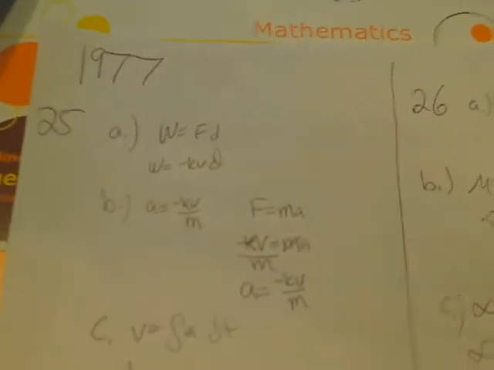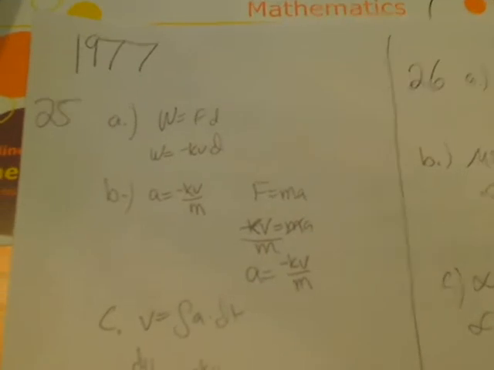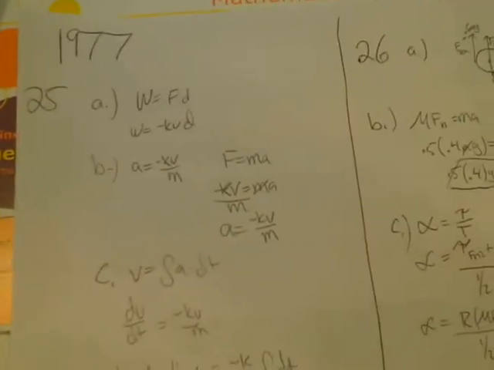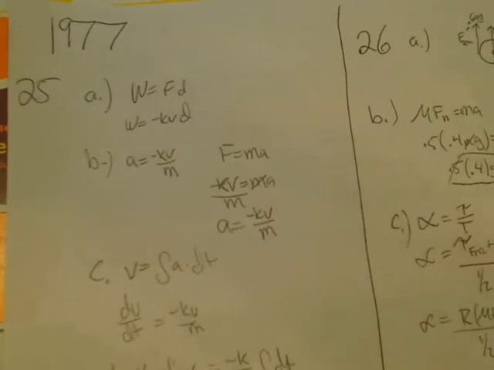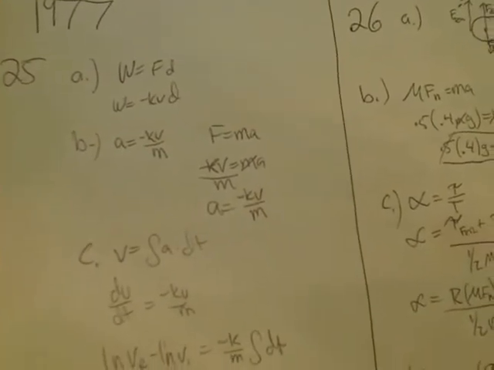Okay, Mr. Kelly, this is 1977, the practice AP exam that I missed. So you selected 25, 26, and 28 for me to do. I will have you know that this is the first day of my summer vacation, and this is what I'm doing.